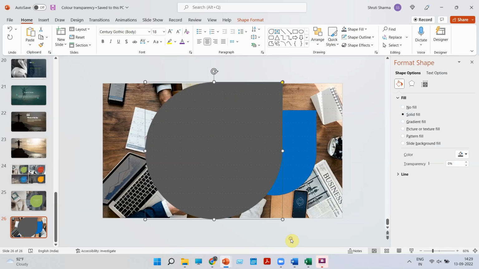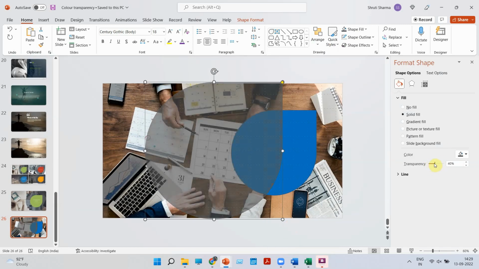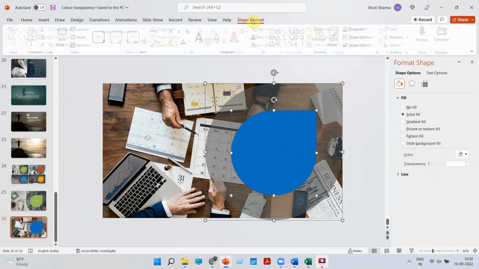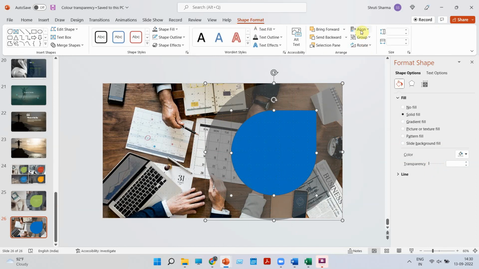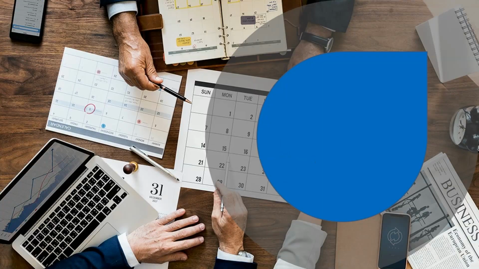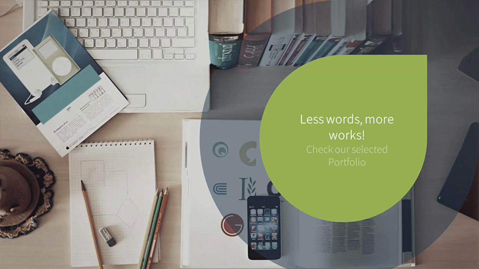So format shape and transparency. You can decide what level of transparency you are looking for. And now I'm going to bring the other teardrop in the front. Let's bring it to the back. In order to make sure that these are properly aligned, I'm going to choose both. Go to shape format, align center, align middle. Perfect. Look at this. You have the same slide recreated here in just less than 2 minutes.